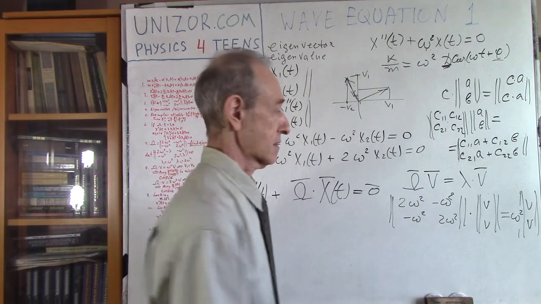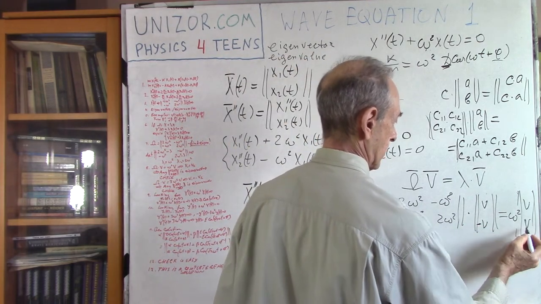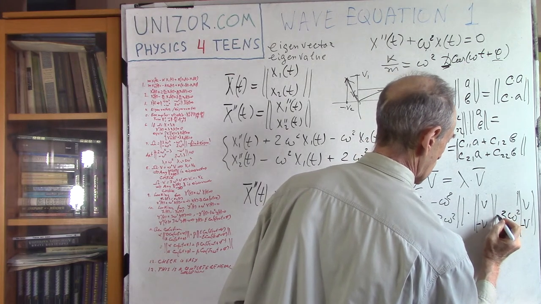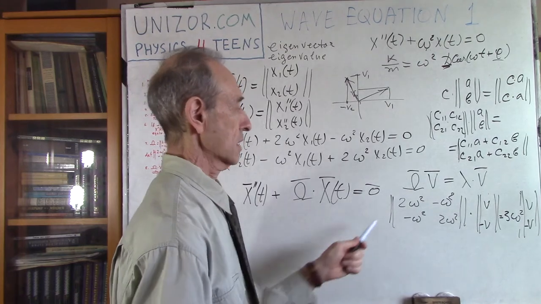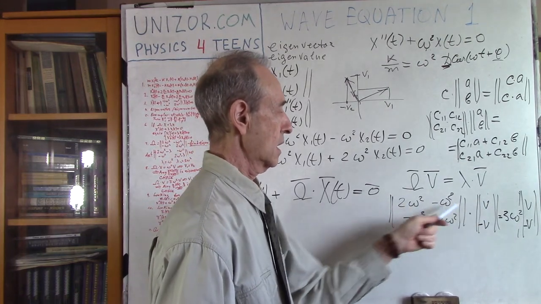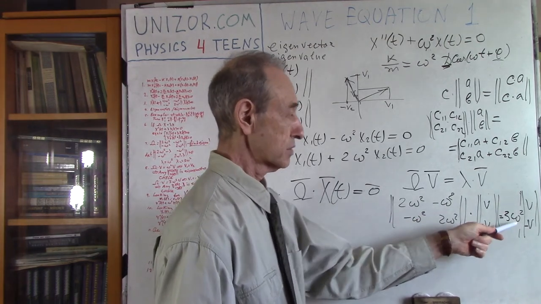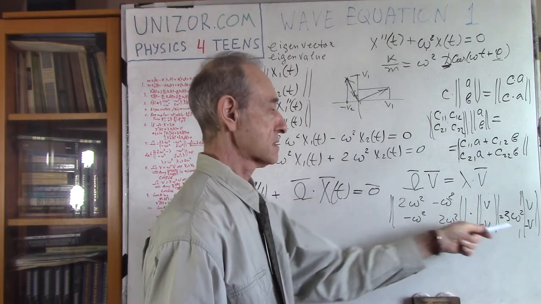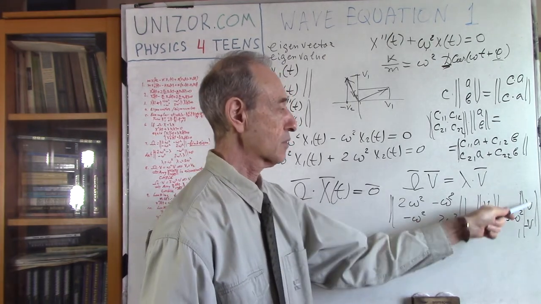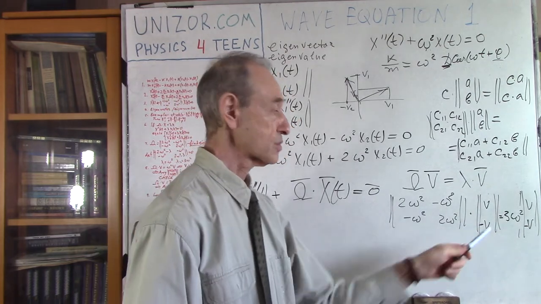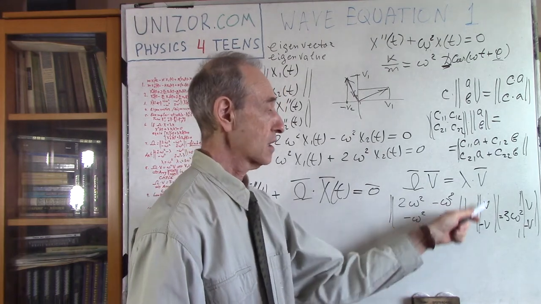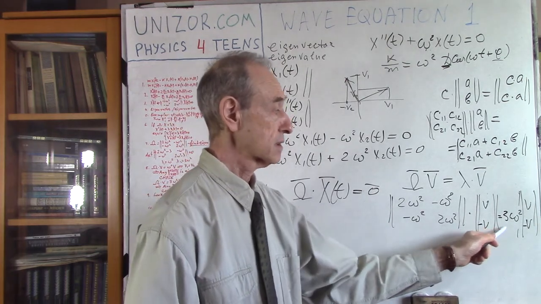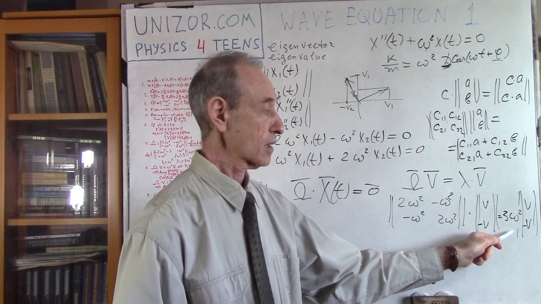Now let me give you another answer. Let me put minus here. Now, here is what I'm basically telling. Let's check it out. 2 omega squared times v minus omega squared times minus v would be 3 omega squared v. Minus omega squared v plus 2 omega squared times minus v would be minus 3 omega squared v. So again, from v, minus v, we get v, minus v with a factor. So this is also an eigenvector. So any vector which has two values which are exactly equal by absolute value but opposite in sign is also an eigenvector with a different eigenvalue. The first one was omega squared, the second eigenvalue is 3 omega squared.